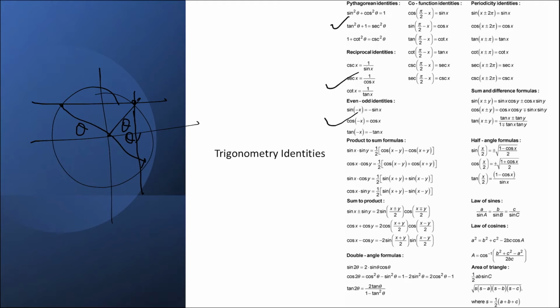Product to sum formulas, these you don't memorize. These are rarely used in calculus, at least, so you don't really have to know this. For sum to product, same thing. Double angle formula you should know because you can use this to simplify stuff.